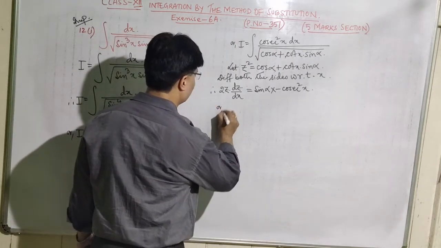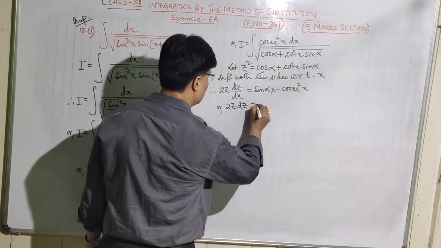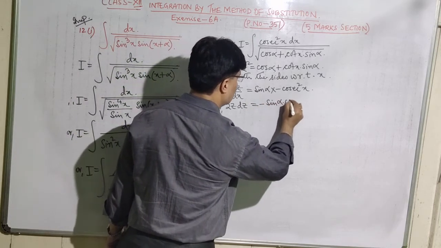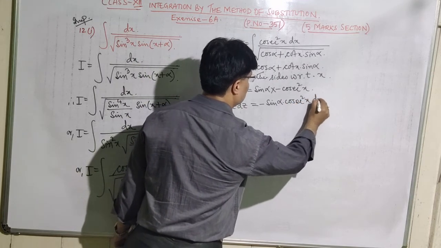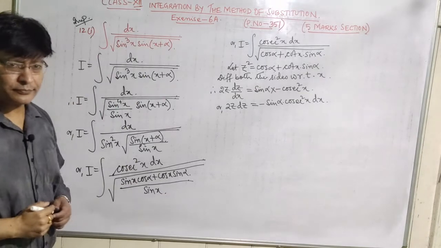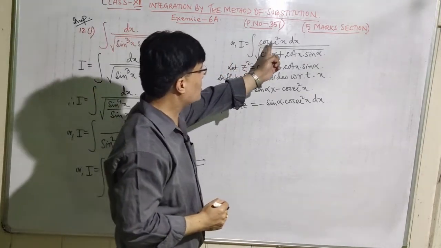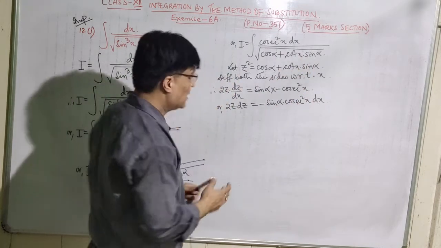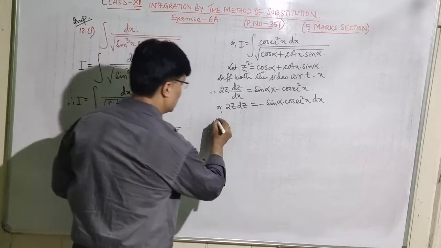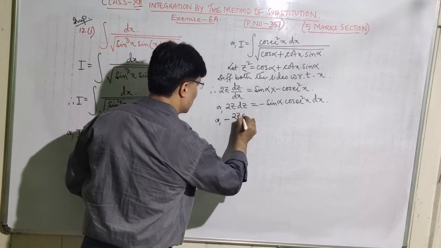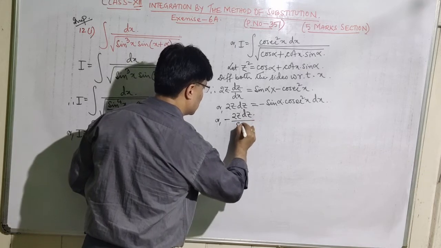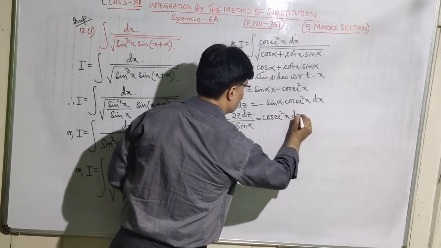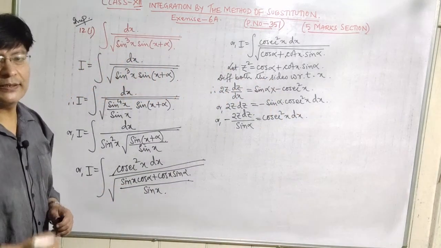So let us cross multiply. Or 2z dz is equal to minus sin alpha into cosec square x, and this is dx. But in the numerator we have only got cosec square x dx. Let us get the value for cosec square x dx. Now minus sin alpha is taken to the left hand side. So what does it become? Minus 2z dz divided by sin alpha is equal to cosec square x dx. So I think you have understood it.